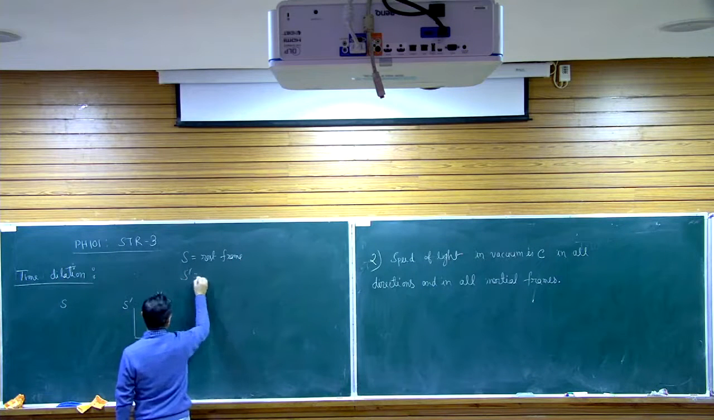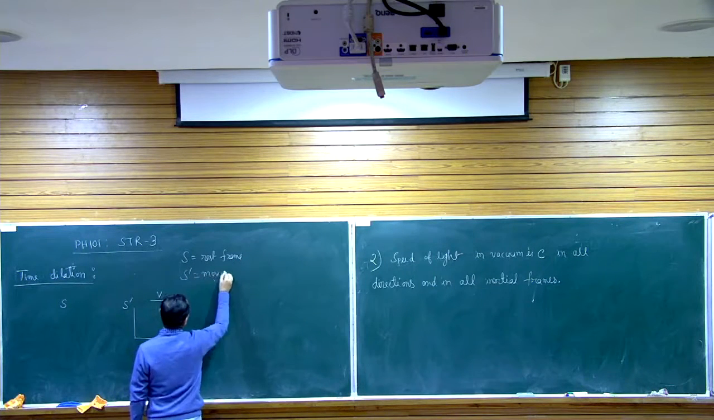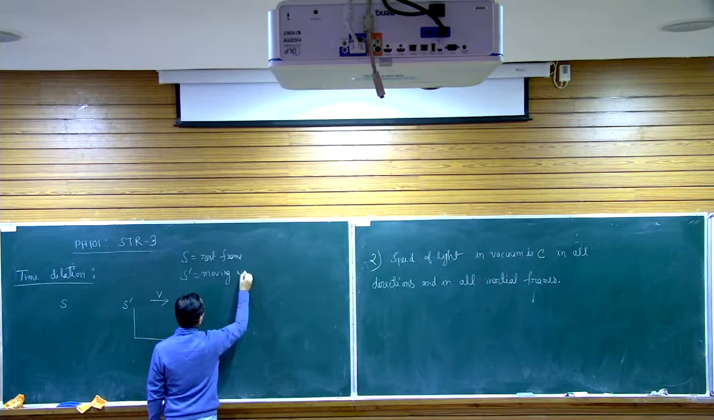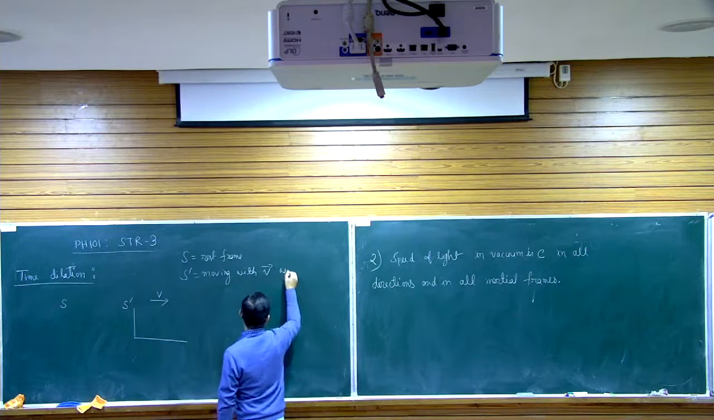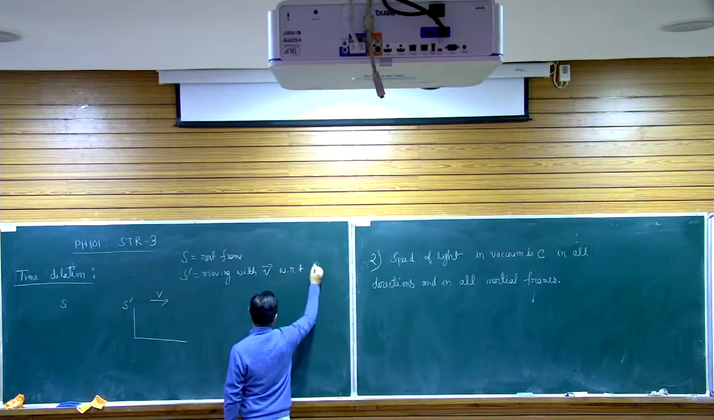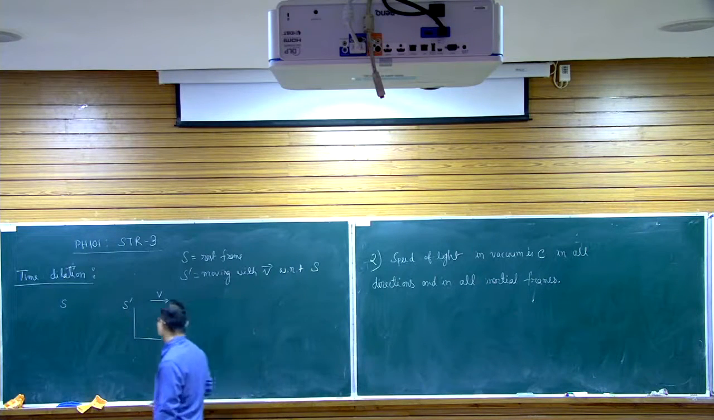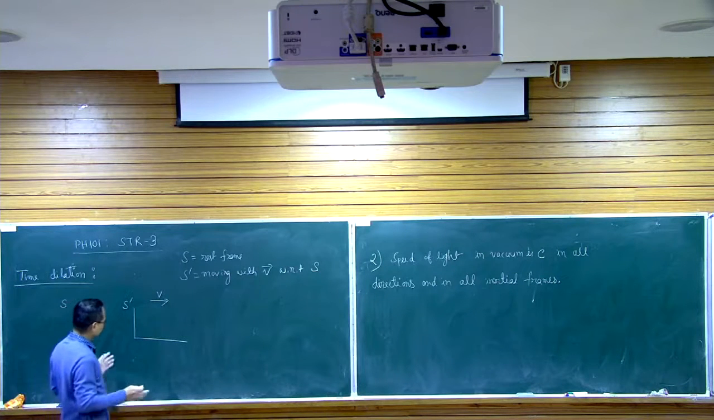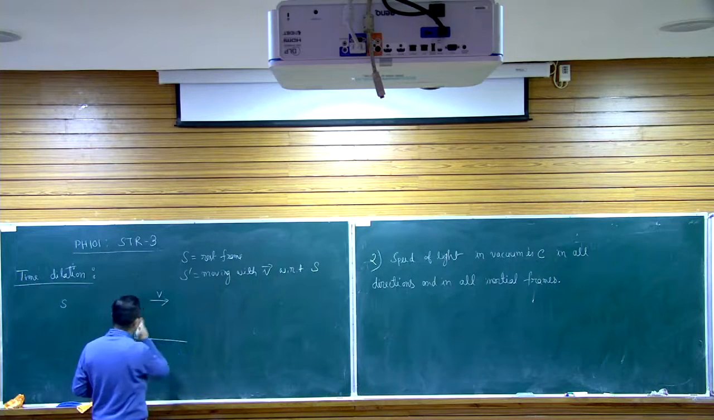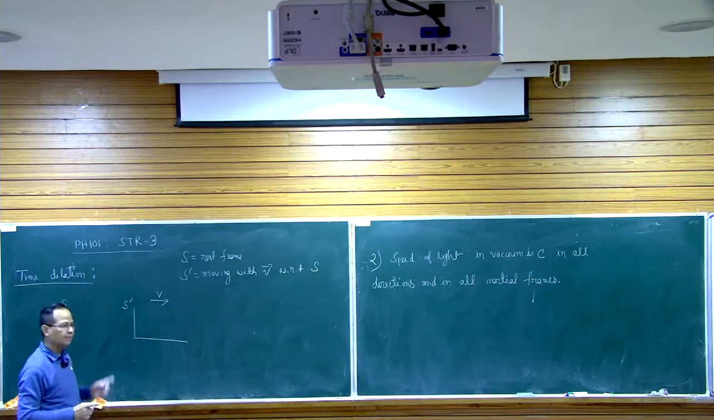S prime moving with v with respect to S. And you can imagine that this S prime is nothing but maybe an observer sitting on a train. Now let me consider that there are two events taking place in the frame S prime.